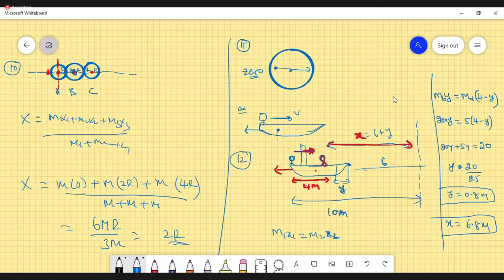Sir, why is it x2 = 4 minus y? See, the dog has moved in the forward direction 4 meters. While the dog moves, in the same time the boat moves 0.8 meters, that is y distance, in the opposite direction. Understood?